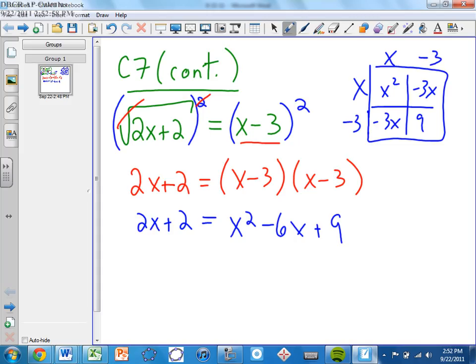And again, this is really negative 3x and another negative 3x, which makes it negative 6x, which comes from these two values right here. So your middle terms, your O and your I from FOIL, will be a negative 3x and another negative 3x, yielding negative 6x.